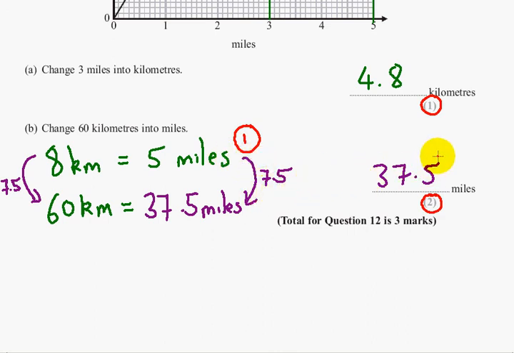And the second mark is for an answer. And anywhere between 35 to 40 is enough to get you the last mark. And that's it for question 12.